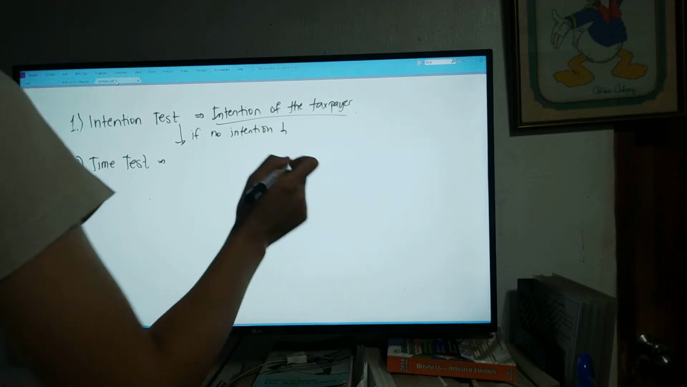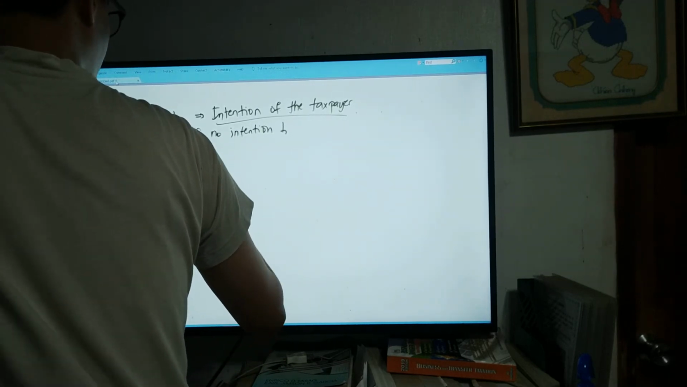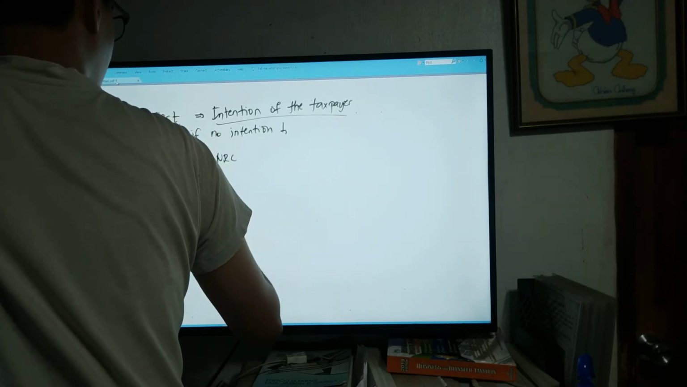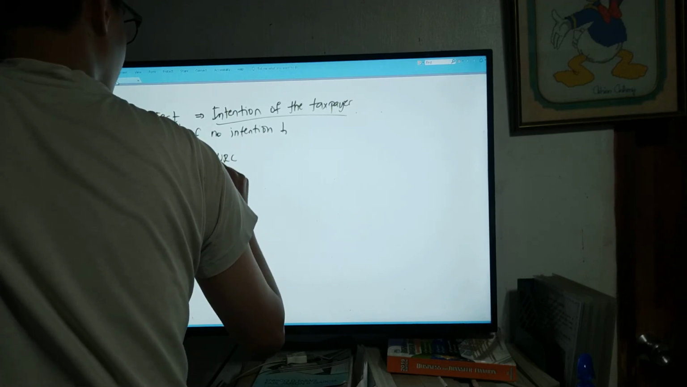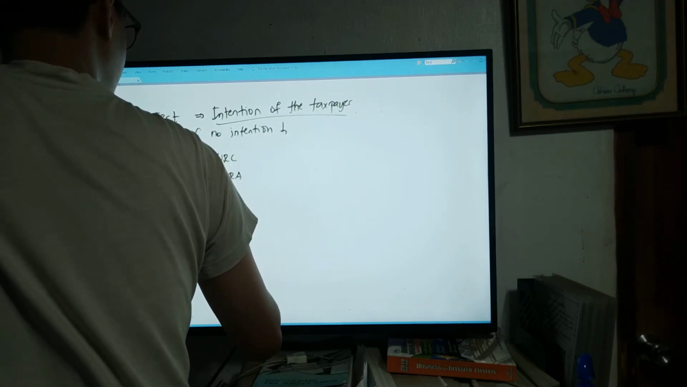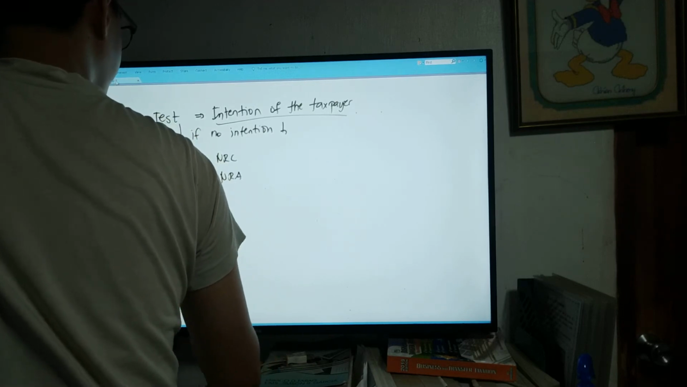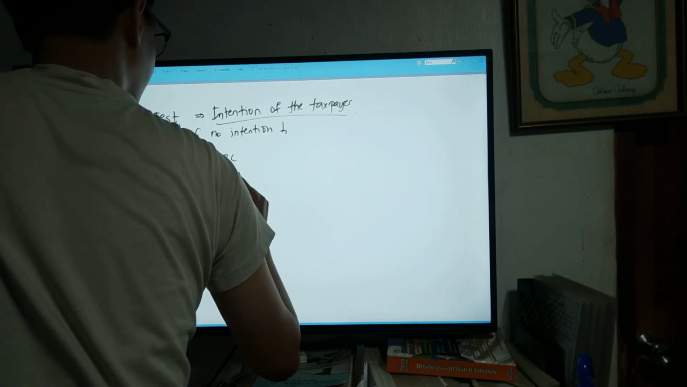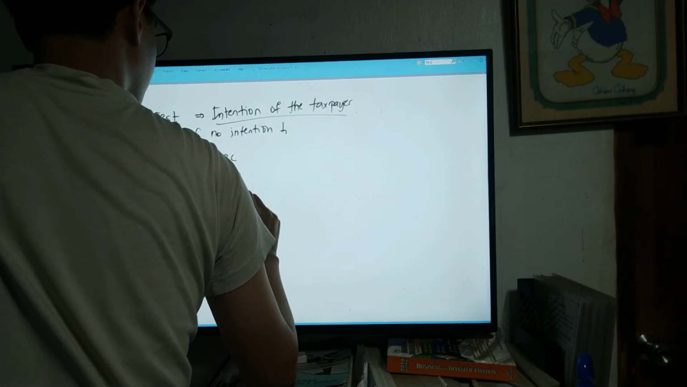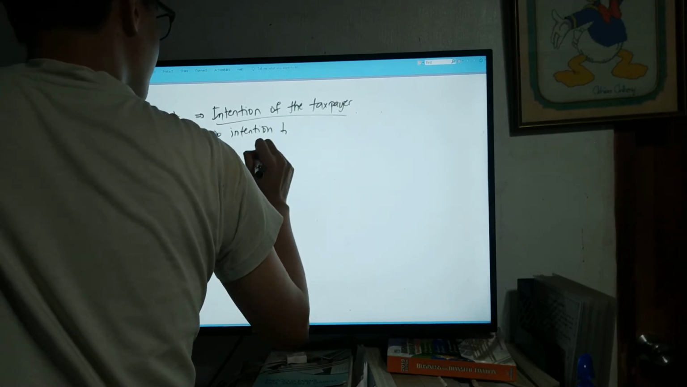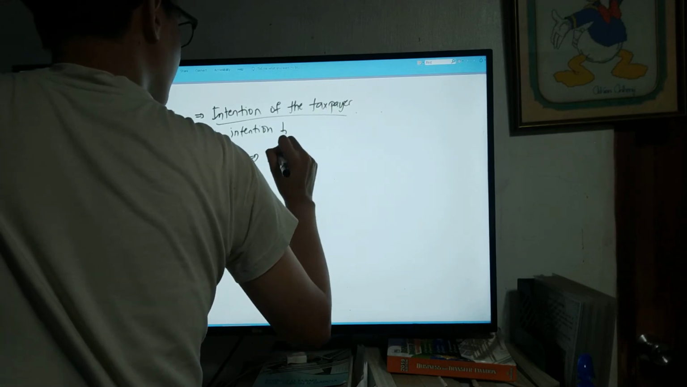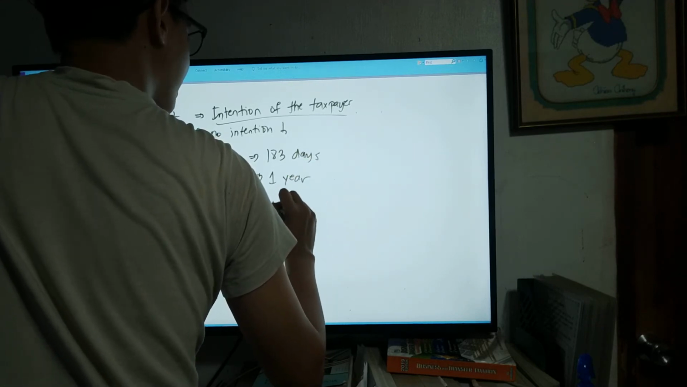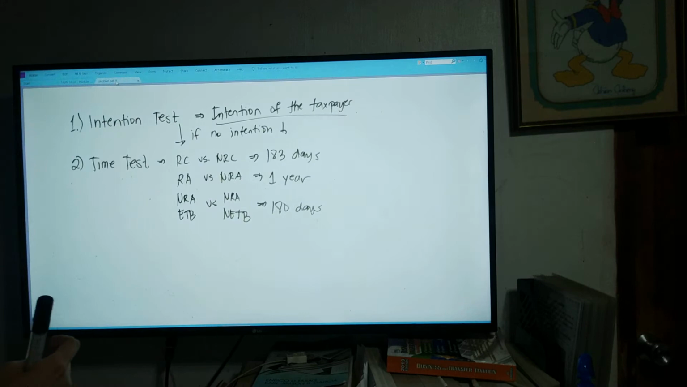Okay? For RC versus NRC, RA versus NRA, NRA ETB versus NRA NetB. Ang time test ho natin nakadepende here: 183 days, 1 year, and 180 days. Ito ho yung mga tests natin.